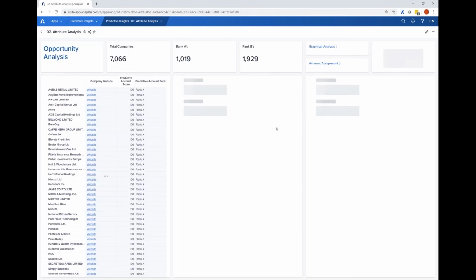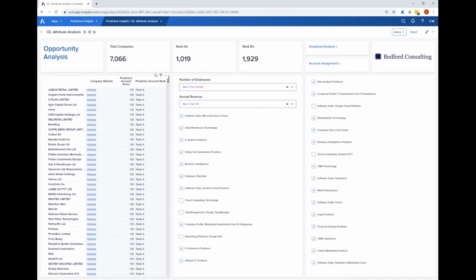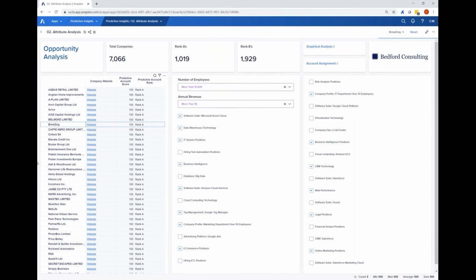So perhaps as an individual account rep, I can have just the accounts that are relevant to me. If I choose one of these, I'm going to pick Brewdog. I can see the attributes that are relevant to Brewdog, the number of employees, the revenue, and all these attributes that the Predictive Insights engine has generated for us.